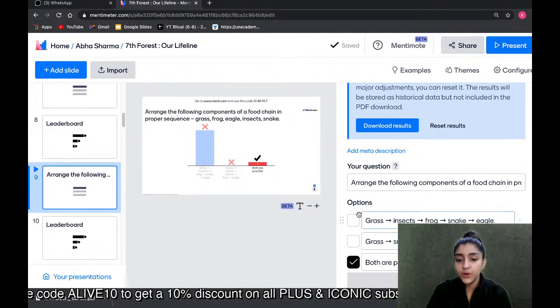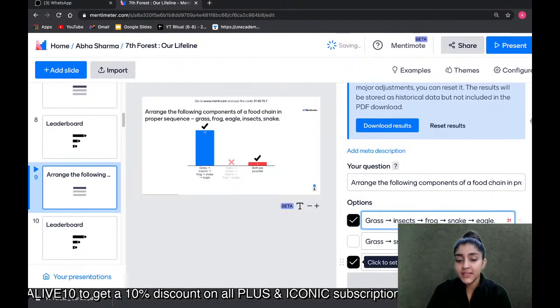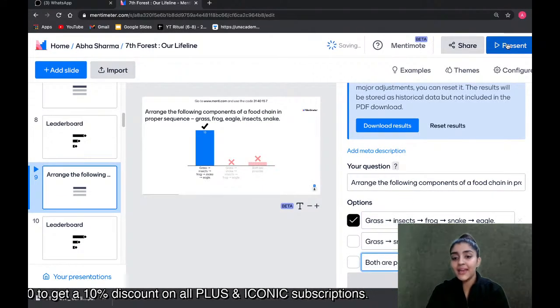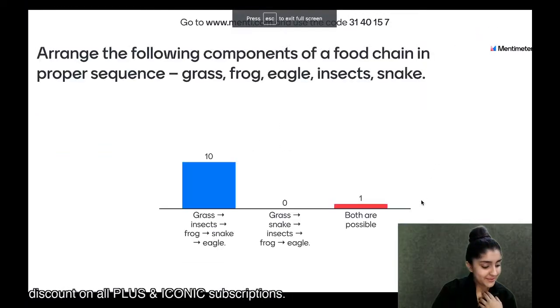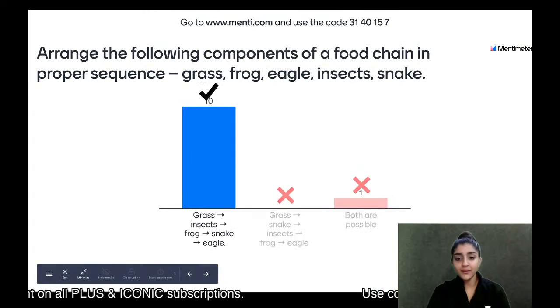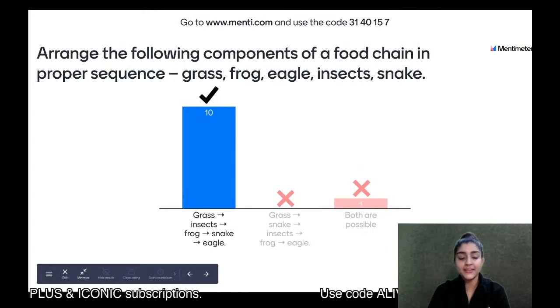So it would be grass, insect, frog, snake and eagle. Alright. So yes, you people are absolutely right. Okay, so that is why it is correct.